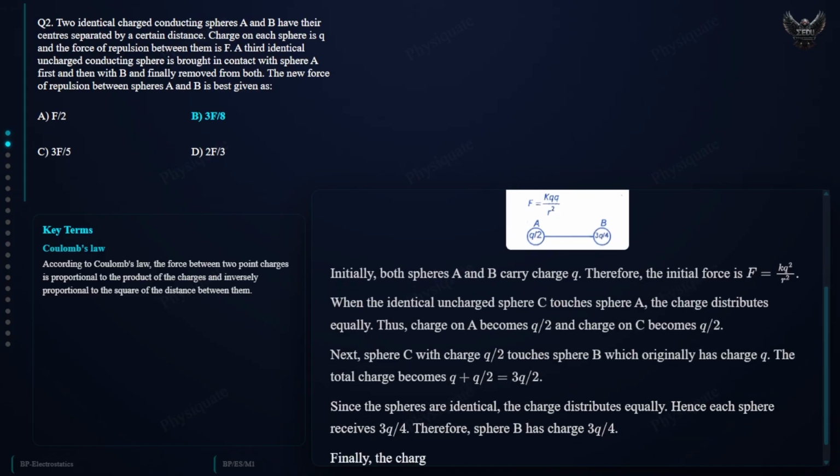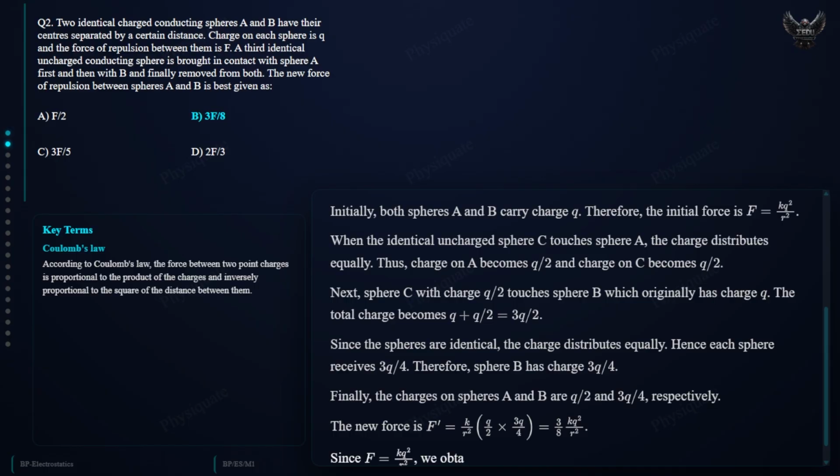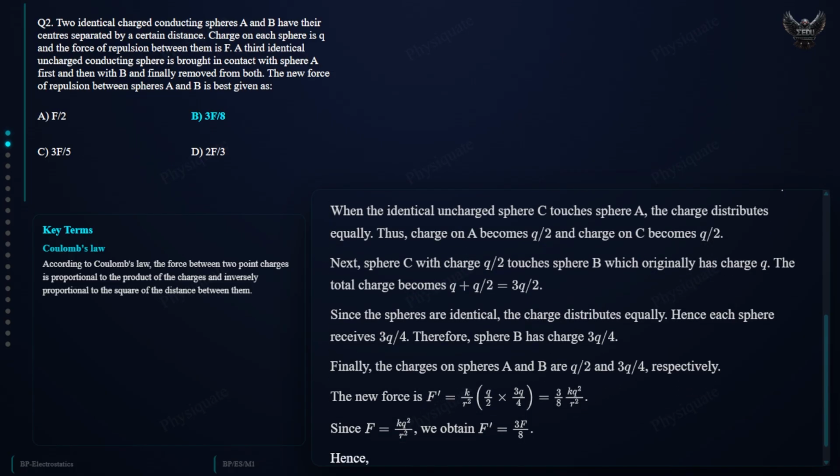Finally, the charges on spheres A and B are Q divided by 2 and 3Q divided by 4, respectively. The new force is F prime equals k divided by r squared, left, Q divided by 2 times 3Q divided by 4, right, equals 3 divided by 8 k Q squared divided by r squared. Since F equals k Q squared divided by r squared, we obtain F prime equals 3F divided by 8. Hence, the new force of repulsion between spheres A and B is 3F divided by 8.